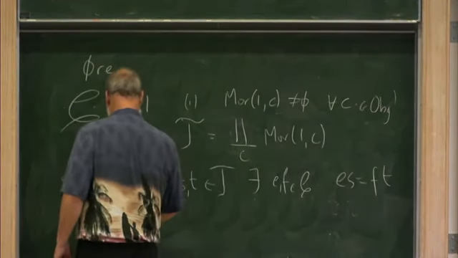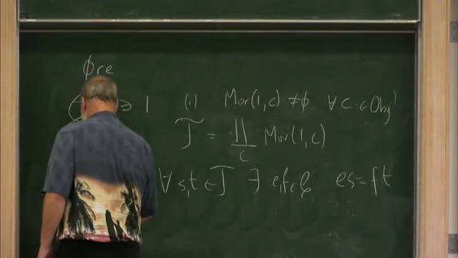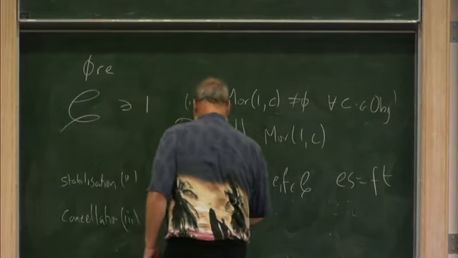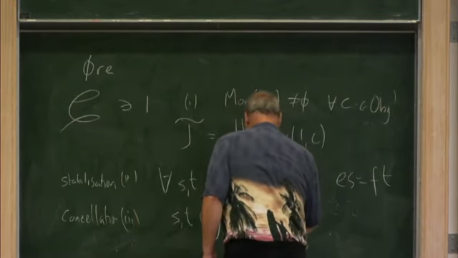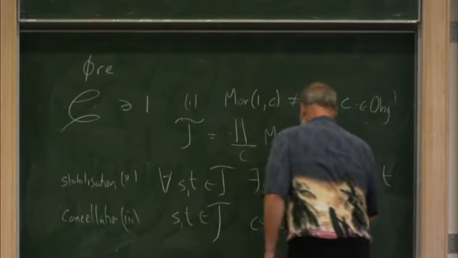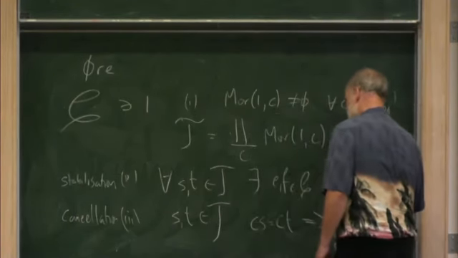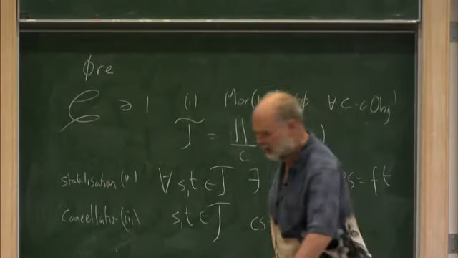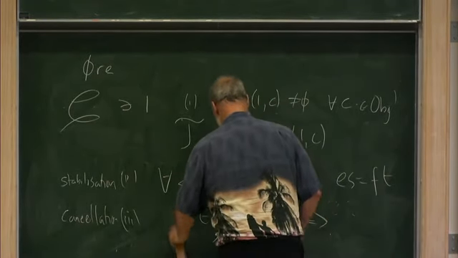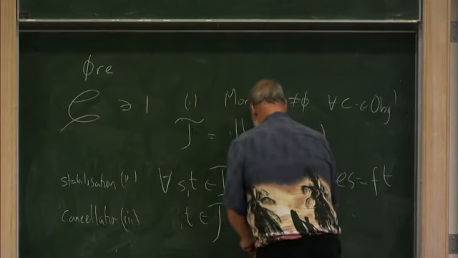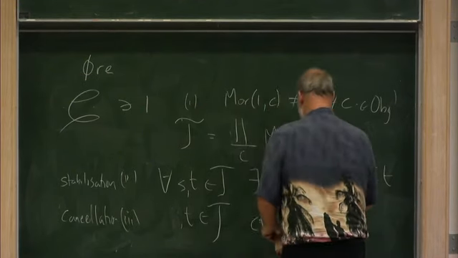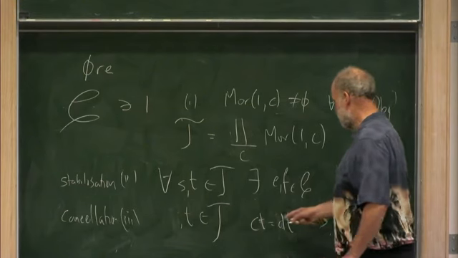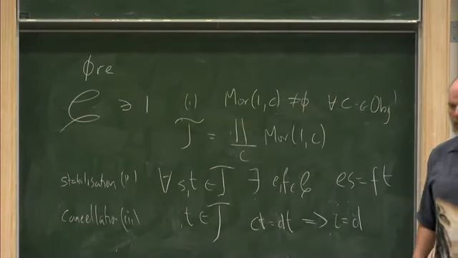And the third one is cancellation. And that says if I have S and T belong to T, and CS equals CT, then, no, sorry, that's not right. If I have T belonging to T and CT equals DT, then C equals D. So C and D are in the category, T is in this part of the category.